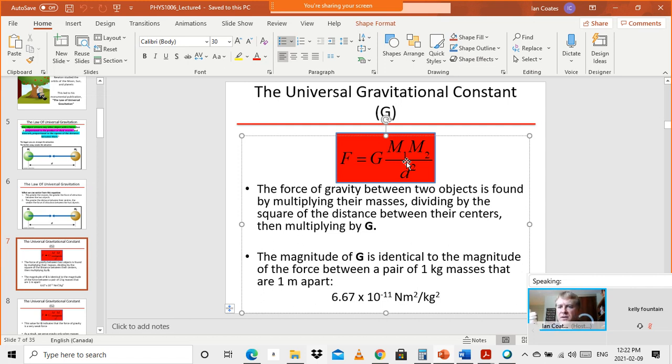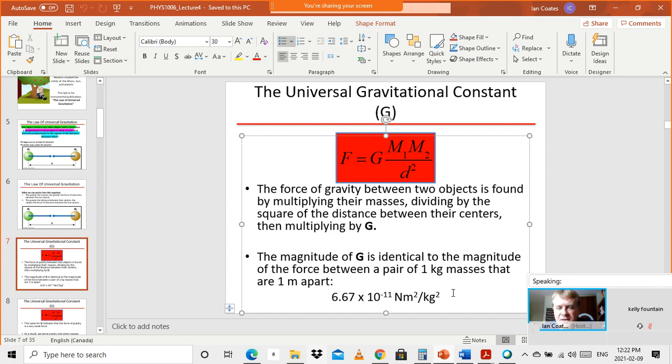Mass 1 is the mass of one object. Mass 2 is the mass of the other object. Distance, and G, you always have G. G is that number at the bottom of your screen. The magnitude of G is identical to the magnitude of the force between a pair of objects that are 1 kilogram and 1 kilogram in size, and they're 1 meter apart. So if I have a 1 kg object and another 1 kg object 1 meter apart, they are exerting an attractive force on each other.